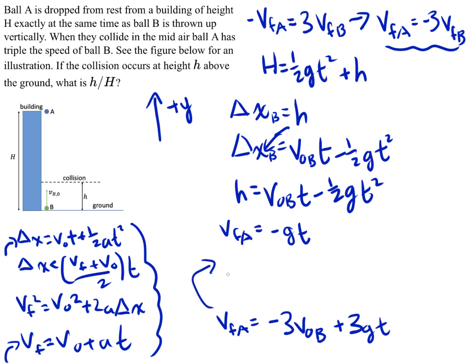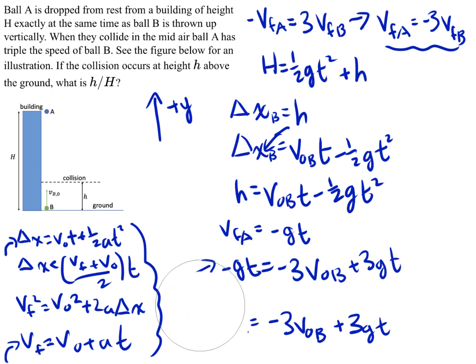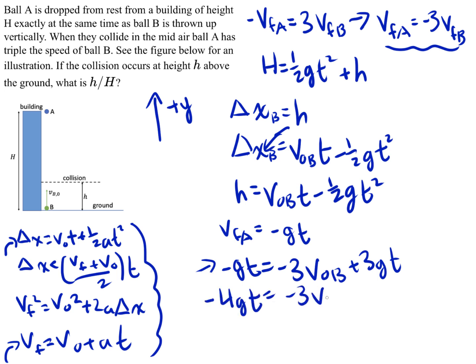So then we can substitute this back in to get minus gt is equal to minus 3 times the initial velocity of ball B plus 3gt. And from here it is just a simple matter of solving for the initial velocity of B. So rearranging, we get that minus 4gt is equal to minus 3 times the initial velocity of B. Negatives cancel, and solving for the initial velocity of ball B, we get that it is equal to 4gt over 3. And that's the expression we're going to use.